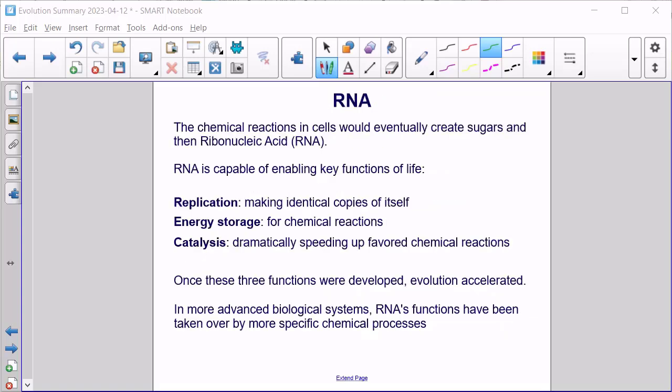RNA. The chemical reactions in cells would eventually create sugars and then ribonucleic acid, RNA. RNA is capable of enabling key functions of life: replication, making identical copies of itself; energy storage for chemical reactions; and catalysis, dramatically speeding up favored chemical reactions. Once these three functions were developed, evolution accelerated. In more advanced biological systems, RNA's functions have been taken over by more specific chemical processes.